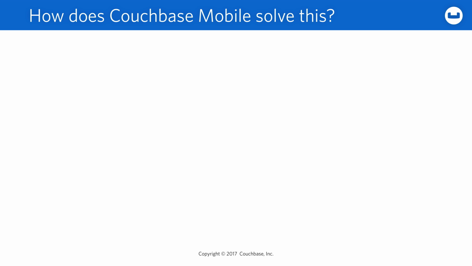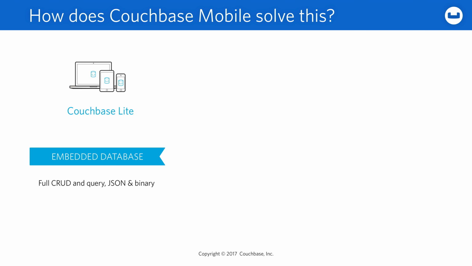Couchbase Mobile solves this problem using three main components. There's Couchbase Lite, which is an embedded database supporting full create, read, update, delete, and query capabilities for both JSON and binary data. Binary data means that your attachments, such as sound, image, and complex documents, are managed by the database along with simpler forms of data.